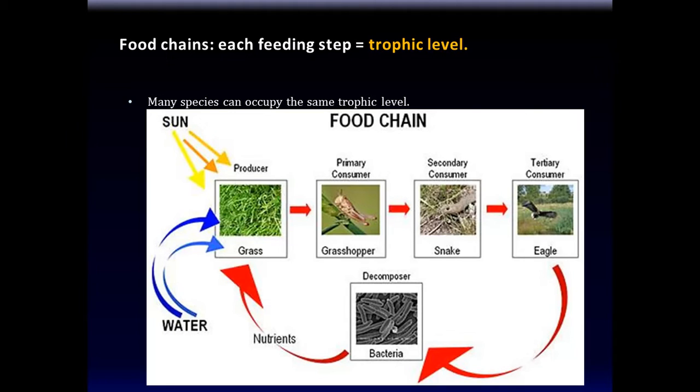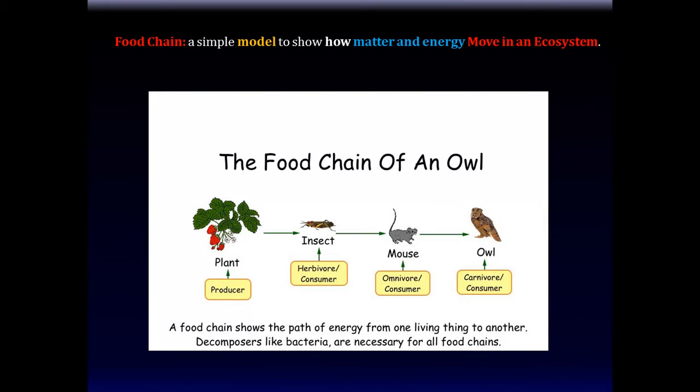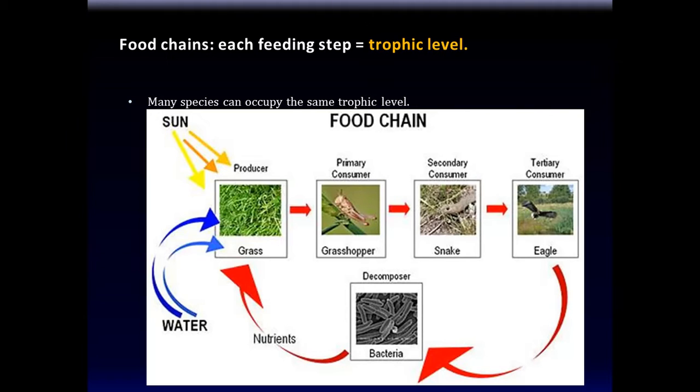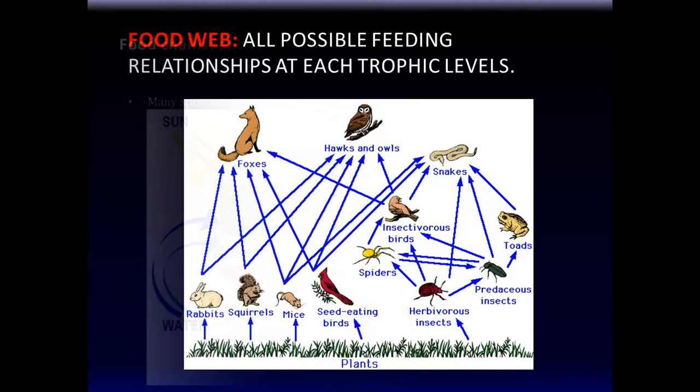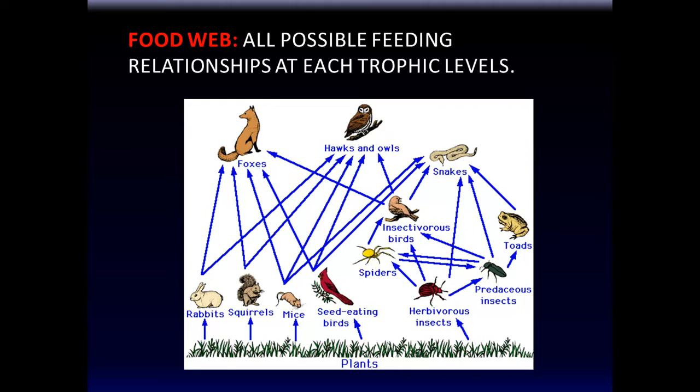Now, each level of the food chain is called a trophic level. See? Trophic level. This level, this level, this. That's called a trophic level. Now, in an ecosystem, you can see these food chains interact with each other, right? And all of the food chains put together in an ecosystem, that's called a food web.